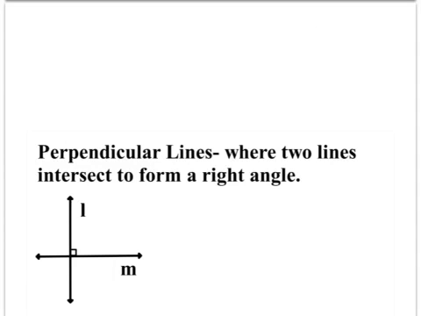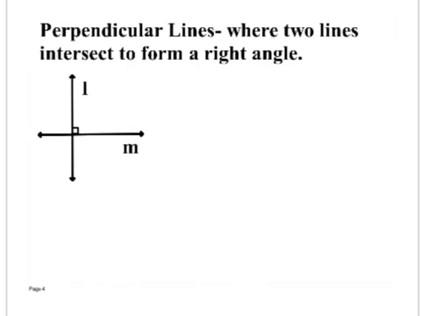Alright, you need to write this down. This is the definition of perpendicular lines. Perpendicular lines are where two lines intersect to form a right angle. So line L and line M, do they form a right angle? Yes. That square in the corner means they form a right angle. If they do, this is what they'll write to show you that they're perpendicular: line L is perpendicular to line M. That upside down T just means those two lines are perpendicular to each other.